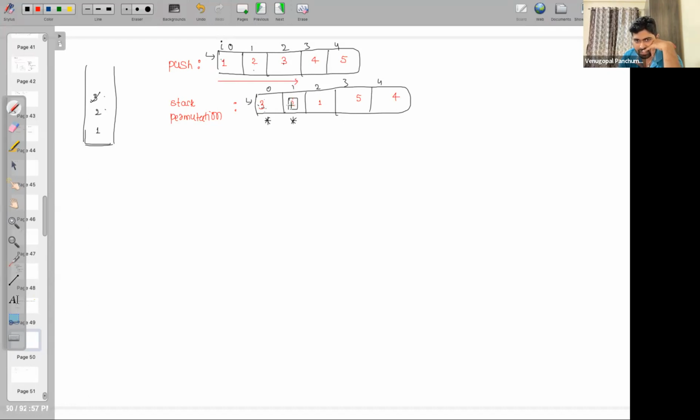I am keep on pushing, friends. Right? Okay. Now the next element will be 2. Right? Does on the top of the stack, are they matching?